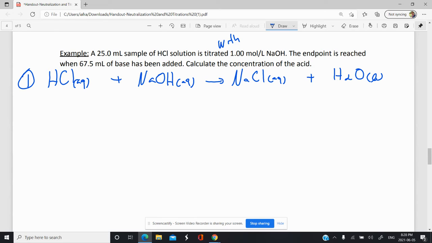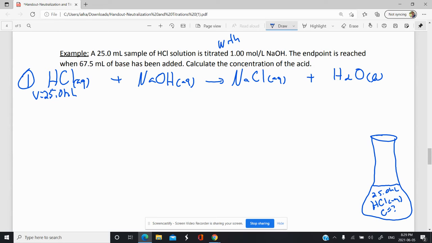So what does that look like in a titration situation? So we have our flask over here. This is our flask. And we'd have 25.0 mils of hydrochloric acid. And we don't know what its concentration is. So we have our volume is 25.0 mils. So we used a better measuring tool there. So that's going to be about 0.025 liters. We don't know the concentration. We want to find concentration.